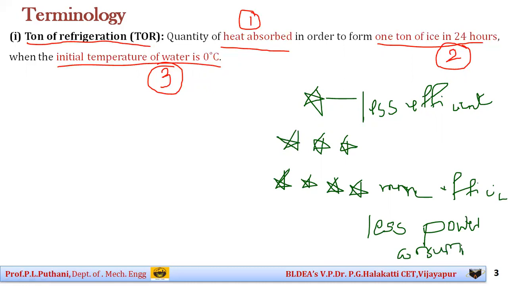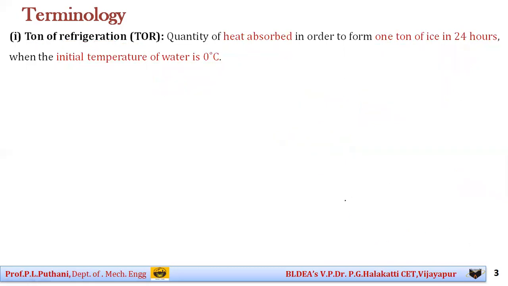So that is the reason that the government has made rules and regulations for every electronic device to give the 5-star ratings regarding the power consumption factor. So if you are purchasing a refrigerator, you should look for good star ratings, which means it consumes a smaller amount of power. So here in the definition we just now discussed, the quantity of heat absorbed.